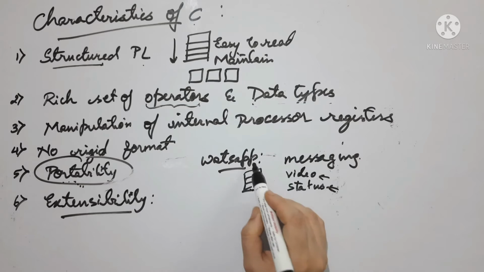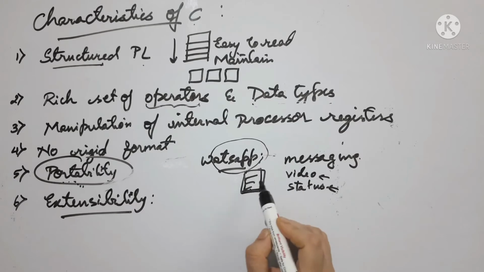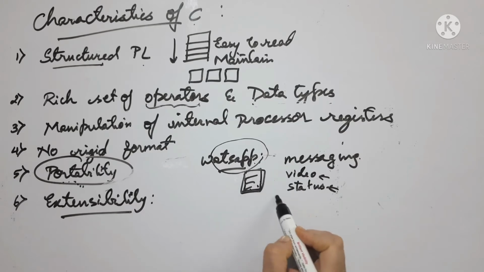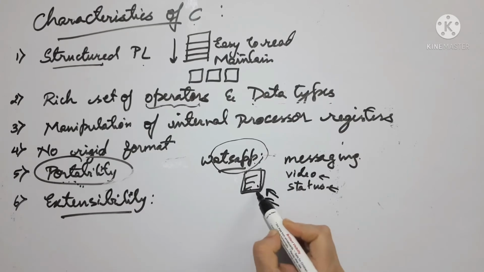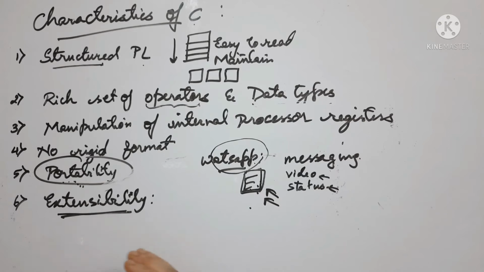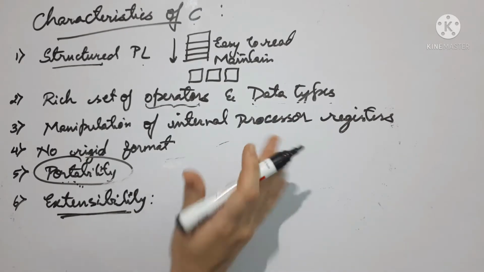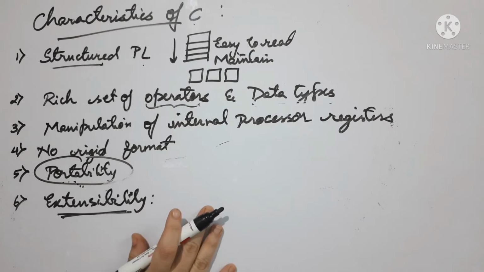Now, do you think this WhatsApp application was developed again from scratch? No, whatever code was available for this application, the new features were just embedded into this code. So that is the meaning of extensibility. You can add more features to the code. Clear? So these are the important characteristics of the C programming language. There are many, but I have mentioned just the important ones here.